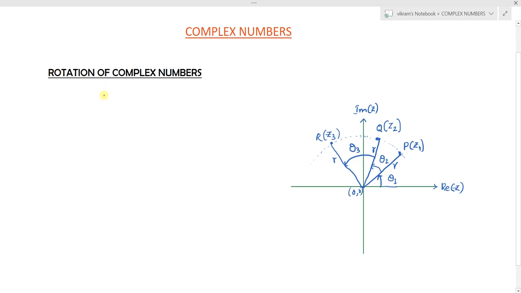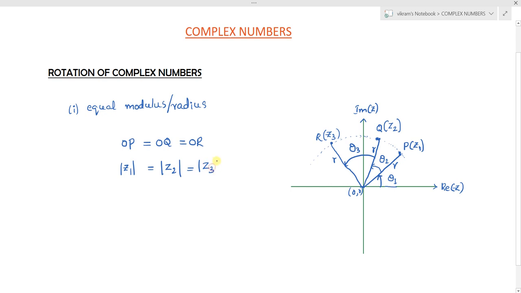Now we are considering the three complex numbers with equal lengths, that is, equal modulus, which means equal radius. So OP equals OQ equals OR is the condition we are considering. That means we can write OP as the modulus of z1, which equals mod of z2, which equals mod of z3.